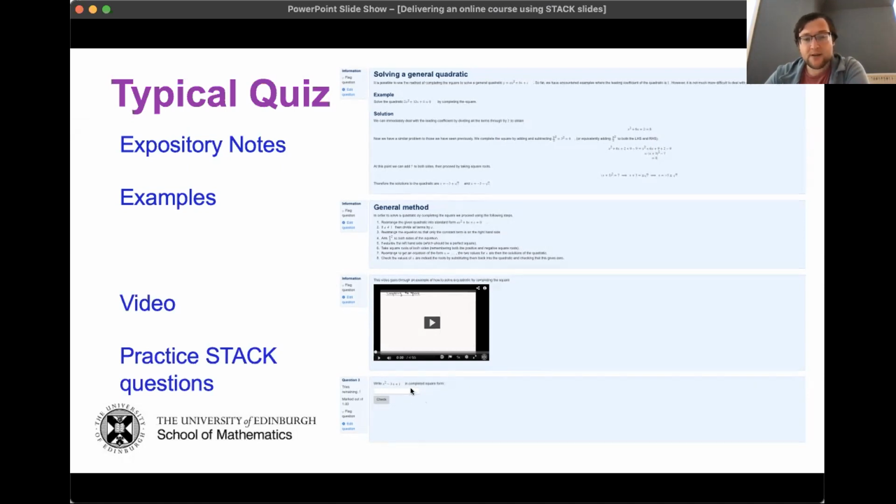And at the bottom, you can see that we have an example of a Stack question. So essentially here, the students could type in whatever they thought the solution to this question is. I think they have to write a quadratic in completed square form here, and the system will automatically mark them and give them feedback on that. So it's really these 4 things that made up each typical quiz. And the idea was that every quiz the student would do would be roughly comparable to an hour's worth in a traditional lecture.